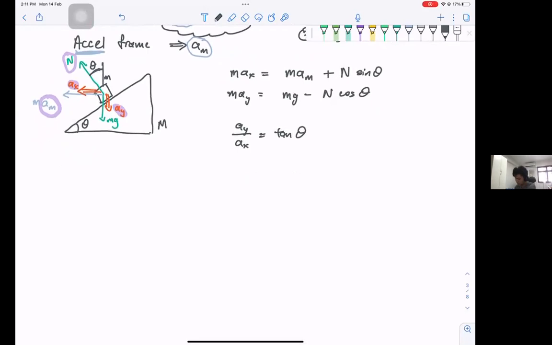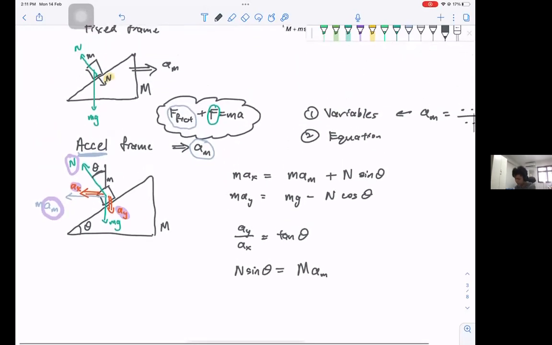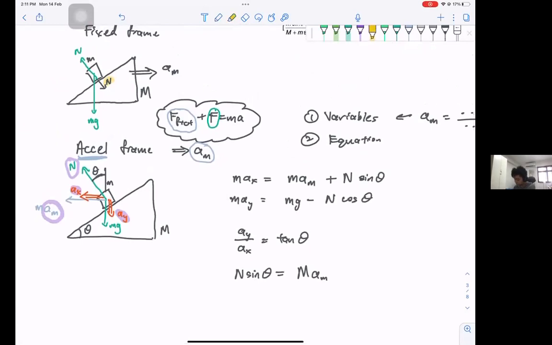So how do we write am so far, right? So for am, it'll be n sine theta equals to m am, to big M. And where does this come from? This comes from over here. This comes from the equation here.